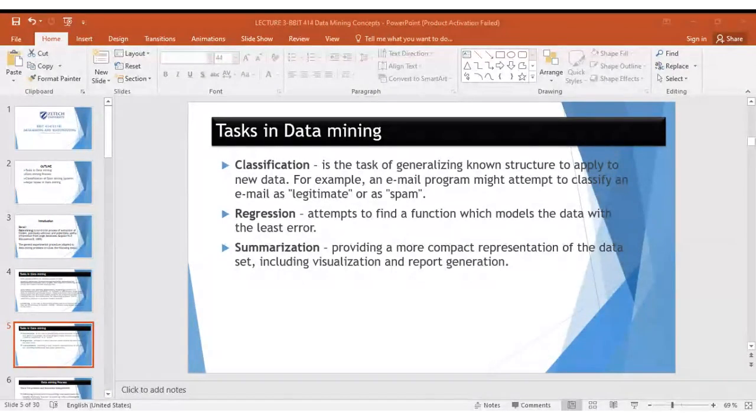Then also summarization, and this is providing more compact representation of the data set, including visualization and report generation. So once we are done, and this summarization is actually what now the typical layman user of the system would be interested in. They are not interested on which algorithm you use, how you used, what are the mathematical functions in there. They may not be interested in that. At the very end, they are actually interested to see, what is the output? What are we visualizing? What are some of the red alerts that we have in the data that we have?